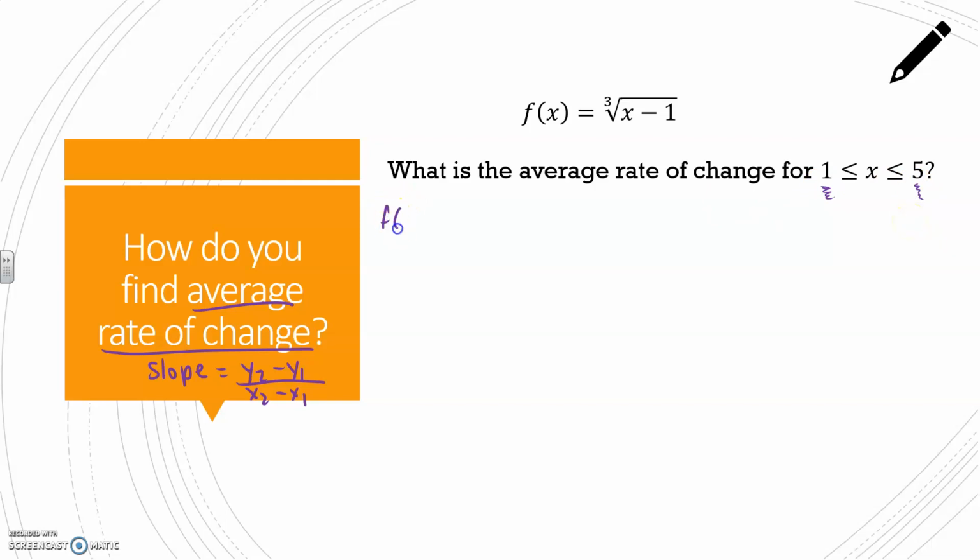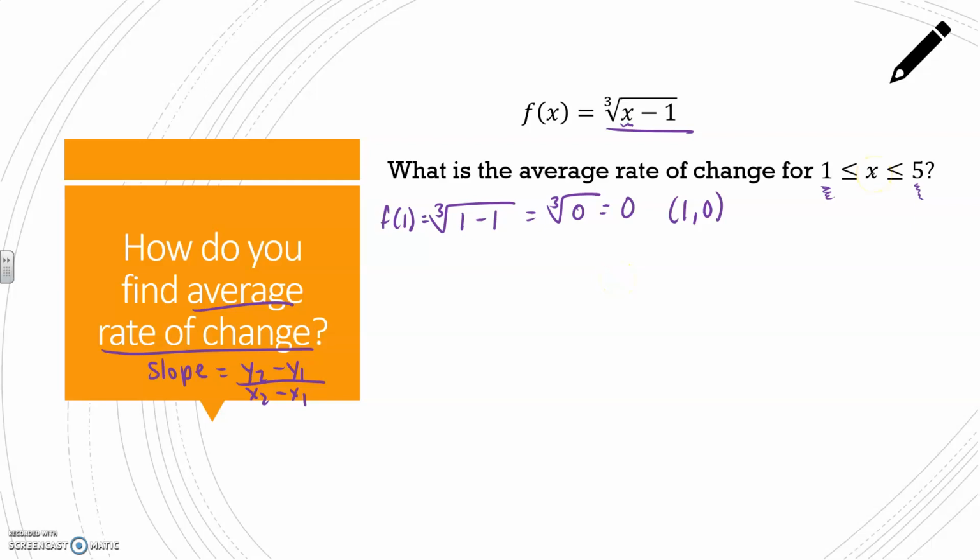So first I'm going to do f of 1. And this is my function, so I'm going to take the cube root of, instead of x, I'm going to put 1 minus 1. So I take the cube root, 1 minus 1 is 0, and the cube root of 0 is 0. Which means that for the endpoint of 1, I have the ordered pair 1, comma 0, an input of 1, an output of 0.